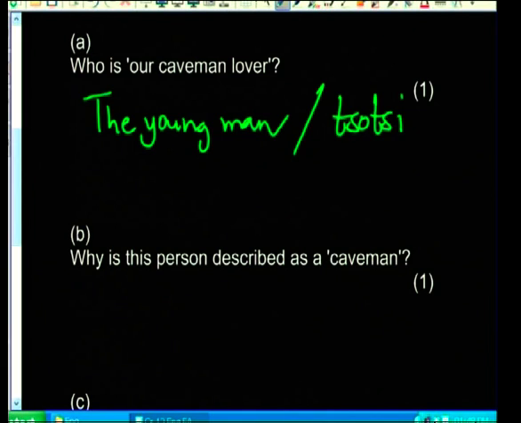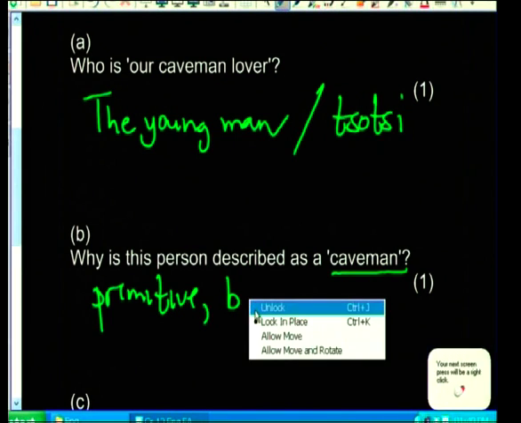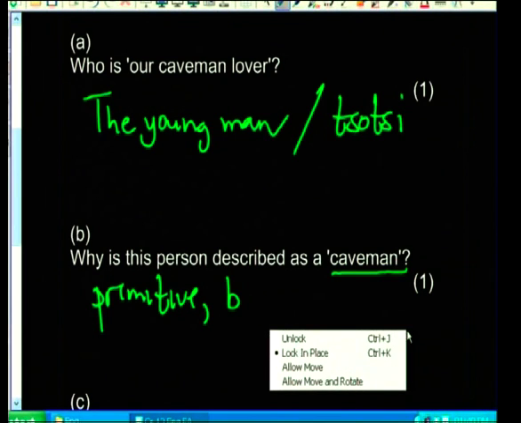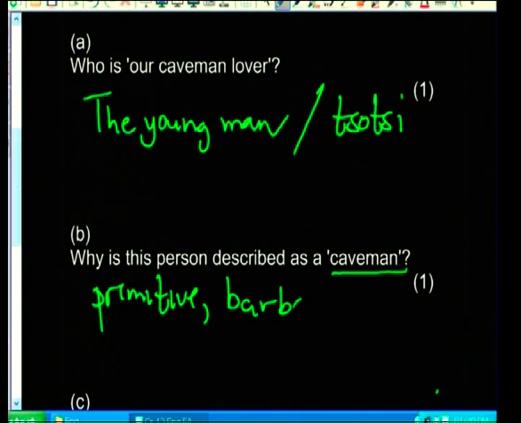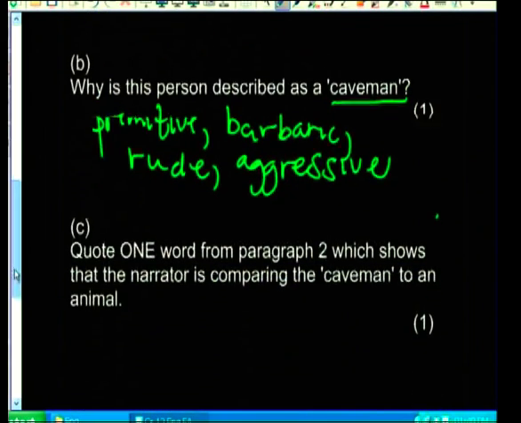Right. B. Why is this person described as a caveman? I've already explained what a caveman was. Someone who's very primitive, very barbaric. Someone who's very rude, aggressive. All right, so that's the caveman.